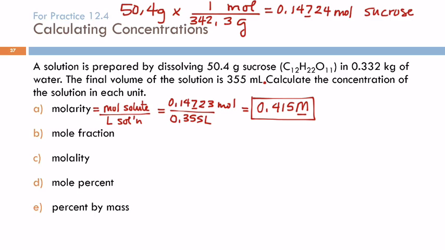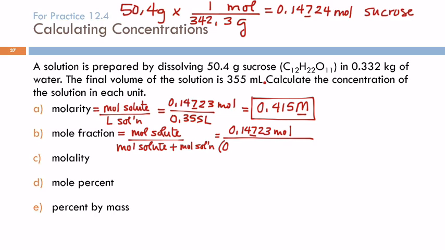Okay, mole fraction. What is mole fraction? Moles of solute divided by moles of solute plus moles of solution. Because you can't calculate the moles of the solution directly, the way you do it is you take the moles of solute and add the moles of solvent. Well, we just calculated the moles of solute, right? 0.14723 moles. And then in the bottom, we've got that number again, plus the moles of water, the other part of the solution.